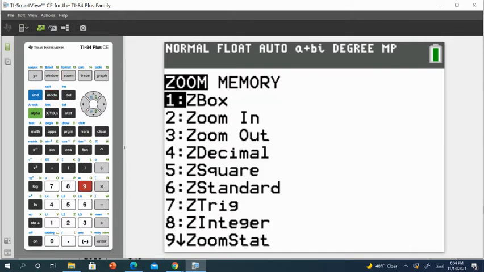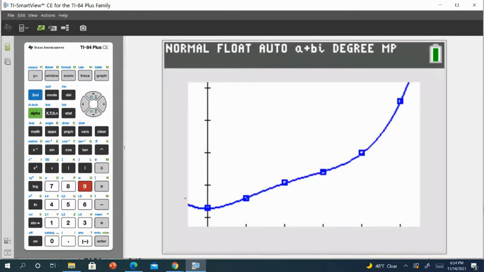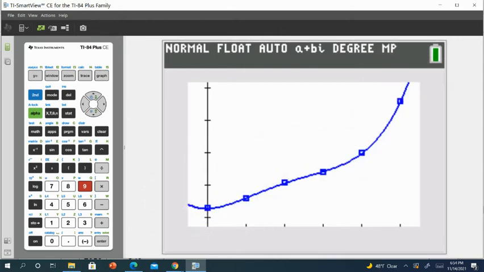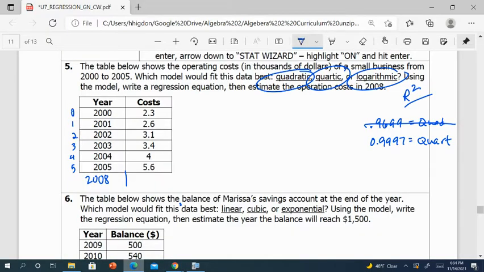If I hit zoom 9 to look at the graph, you can kind of see there's an extra little curve in this, which immediately let me think that it's probably going to be the quartic. And looking at our data here, log, it wouldn't even calculate log, so it's definitely quartic.